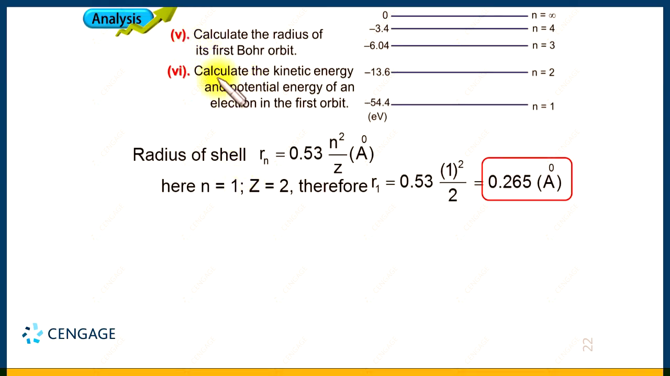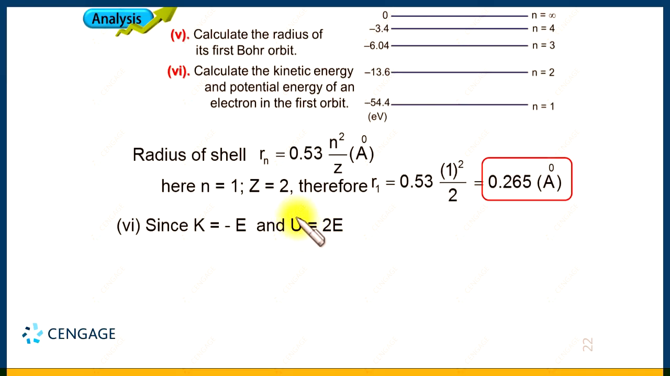Now for the sixth part, we need to calculate the kinetic energy and potential energy of an electron in the first orbit, right. And we know the magnitude of the kinetic energy is equal to the numerical value of total energy. More appropriately, we can write kinetic energy equal to minus E, that is minus of the total energy. We know this formula, and we also know the formula for the potential energy, that is potential energy equal to twice the total energy. So first of all, we can write kinetic energy equal to minus E and potential energy equal to twice the total energy, right.